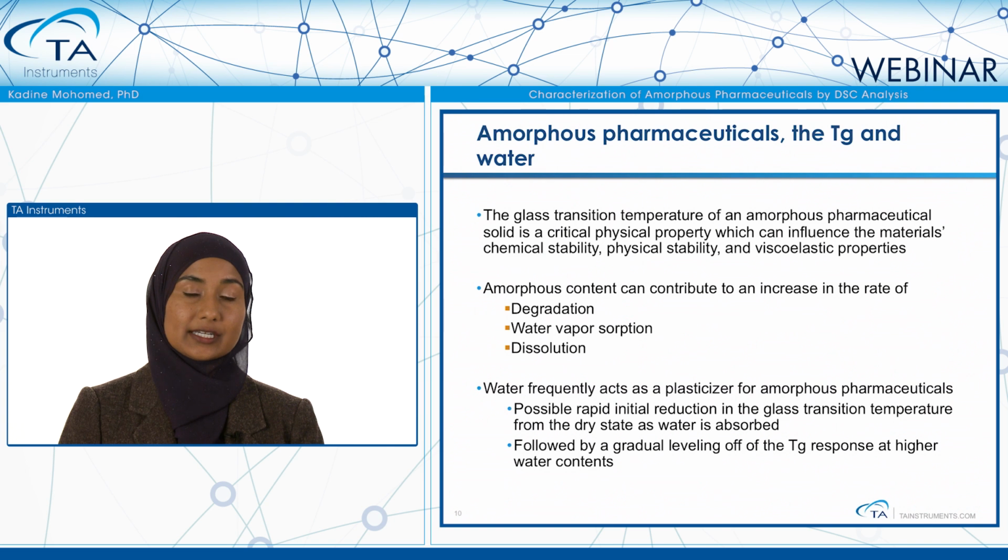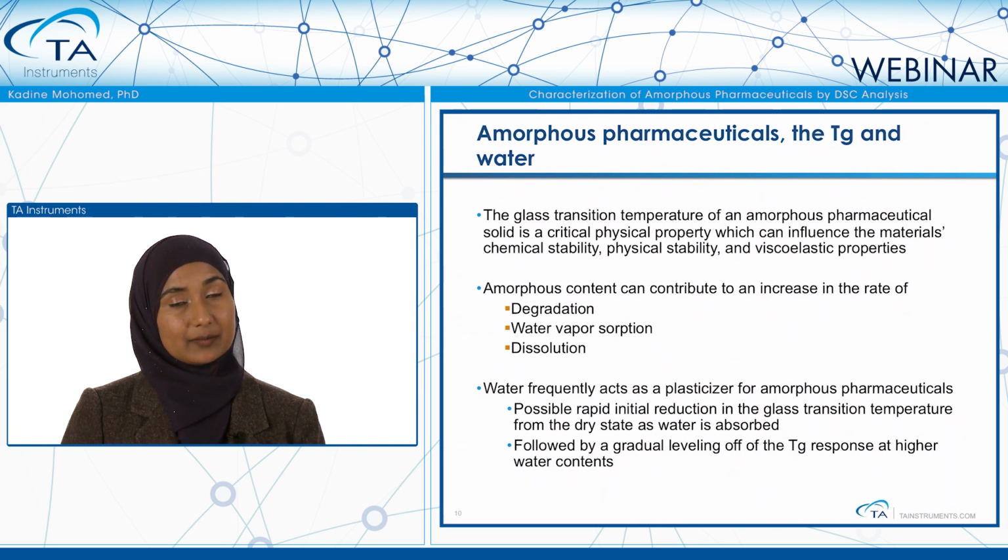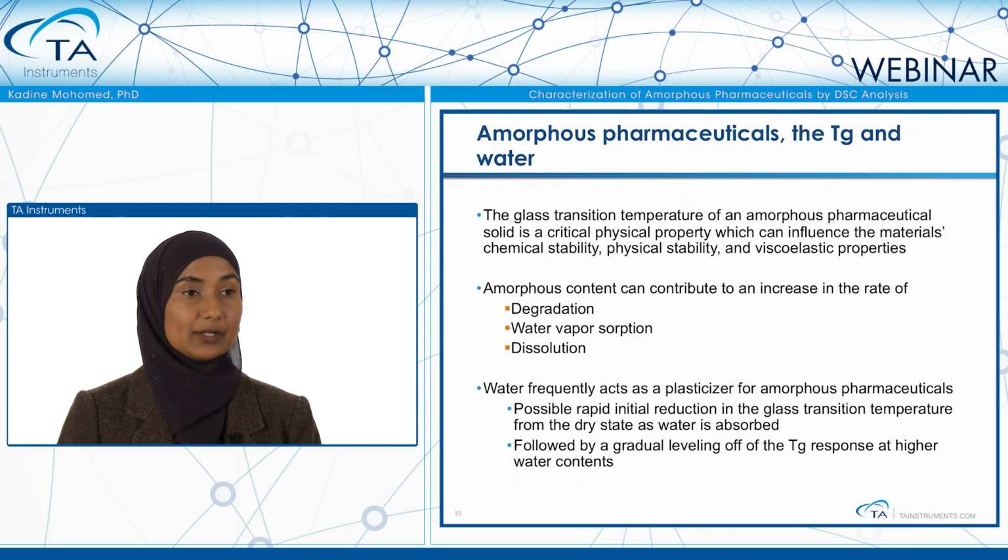It can shift the Tg to lower values quite significantly with very little water content. There's typically an initial, very rapid reduction in the Tg with very small amounts of water content. And then as you keep increasing the water content, there is a gradual leveling off in the shift in the Tg. The DSC, as well as vapor sorption analyzers such as the Q5000 SA, can be used to give you both of these parameters: the sorption isotherm, water content, and then placing that sample on a DSC to determine the Tg.